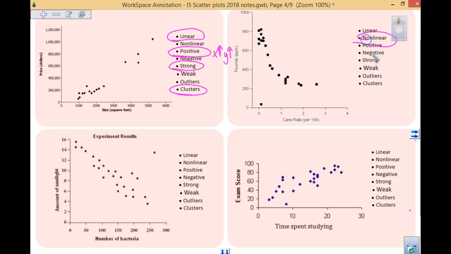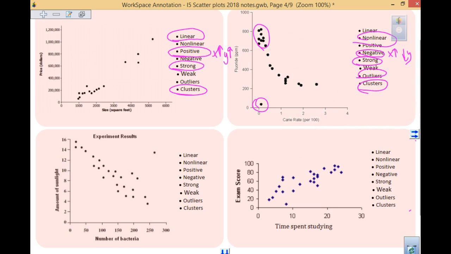Non-linear looks good. Definite negative going down. Pretty strong. As x goes up, the y goes down pretty strong. Outlier, definitely an outlier down here, right? And this would be a cluster up in here. I agree. So we have this cluster and we have an outlier.